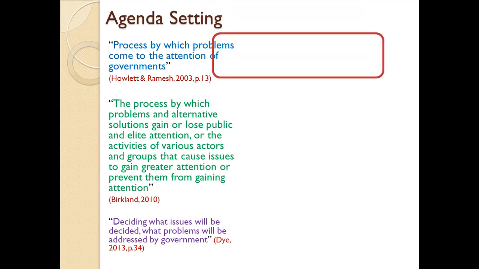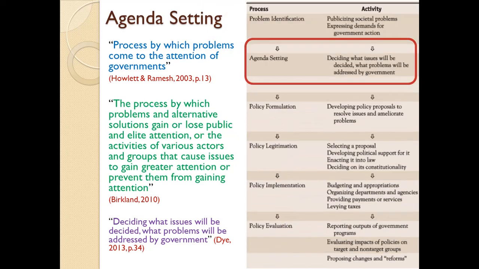So it's, in other words, a process of deciding what issues will be decided, what problems will be addressed by the government. And as you'll see here, we've moved from problem identification and we're moving towards the whole process of policy making. So in this session, we're covering agenda setting.